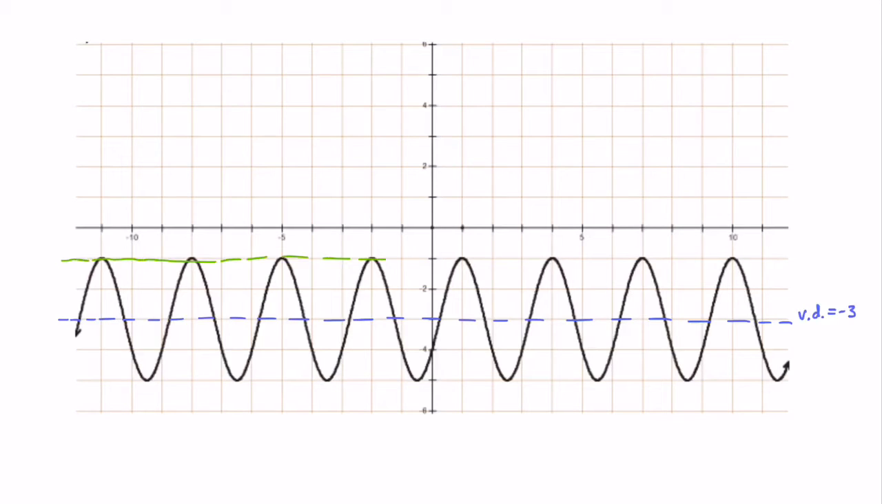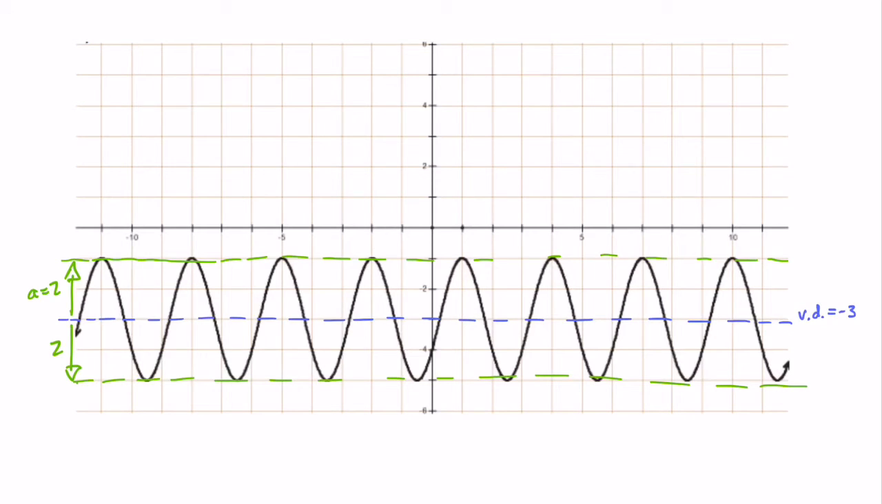I can dot in the max and the min, and then it's pretty obvious to see that the amplitude is 2. So make sure the middle is always the vertical displacement and the amplitude is always from either the middle to the top or middle to the bottom.